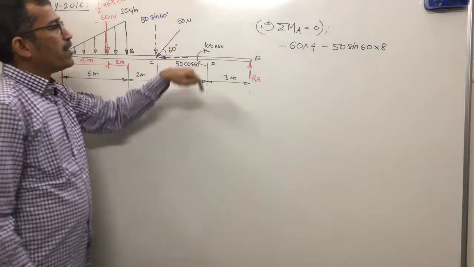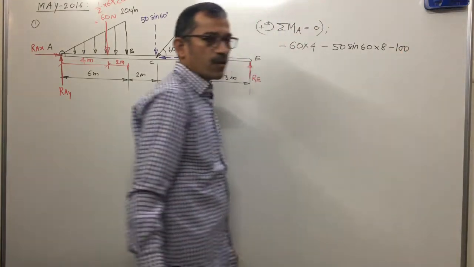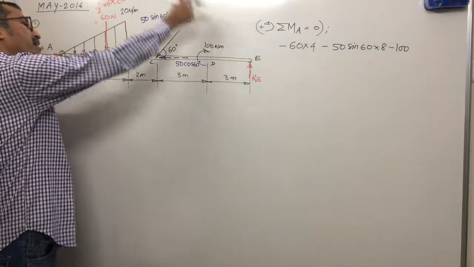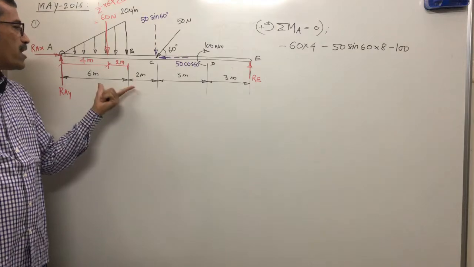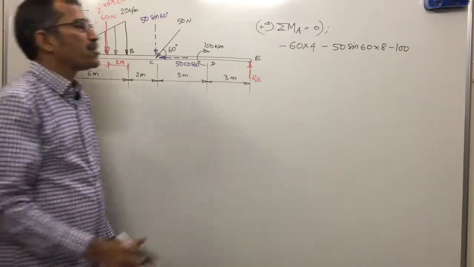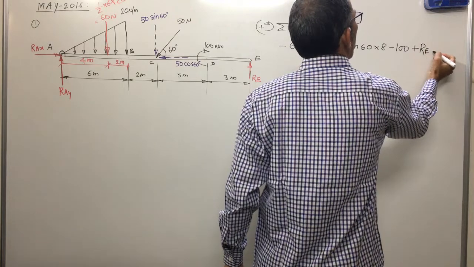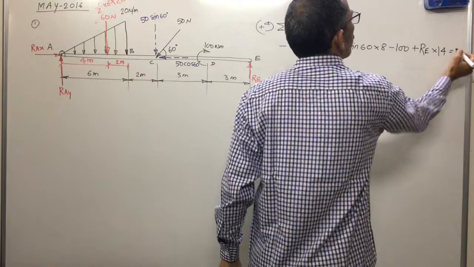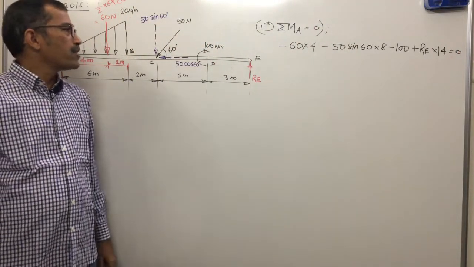So minus 60 into 4, minus 50 sin 60 into 8. Then there is a couple, clockwise, minus 100. Clockwise means negative. Moment of Re about A is anti-clockwise. So Re into what distance? 8 plus 6 means 14. Plus Re into 14, right? Equal to 0. Clear? Moment equation is force into perpendicular distance.